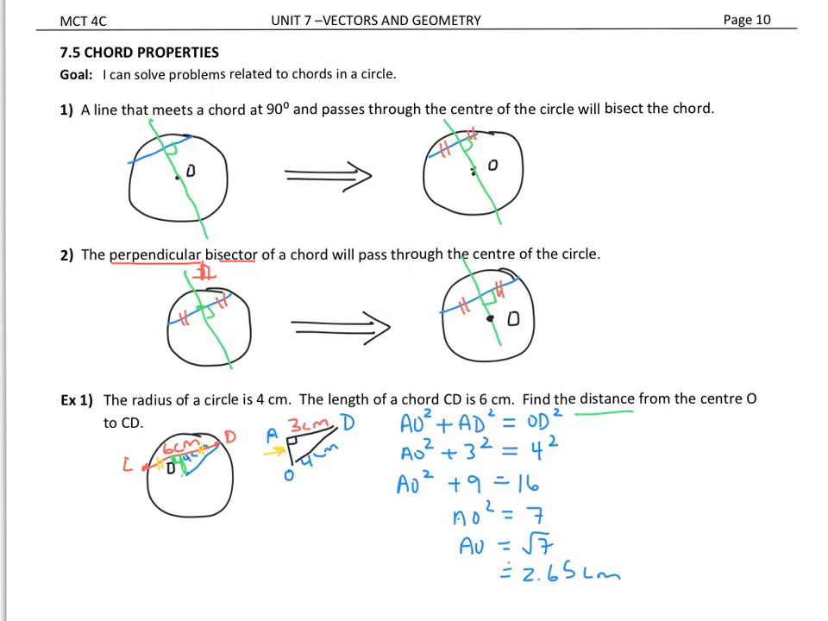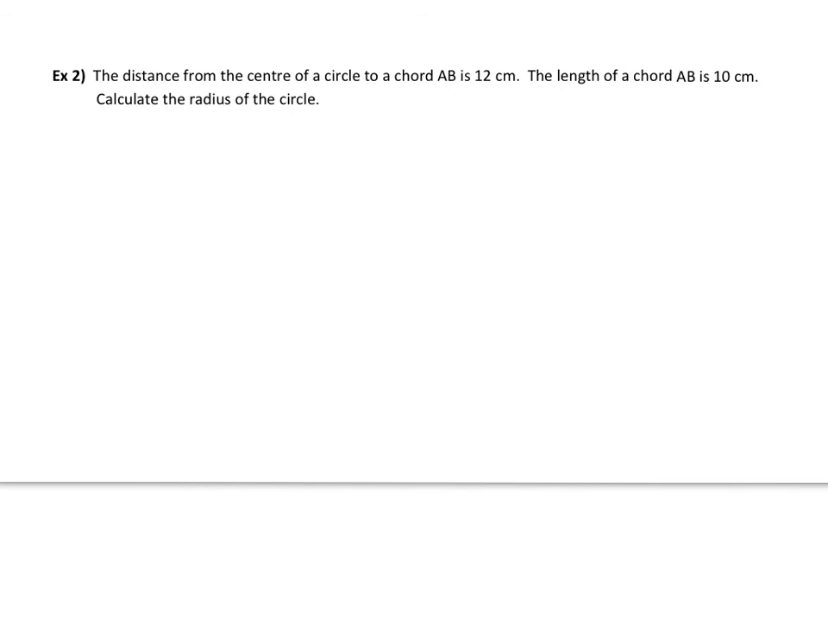Cool. All right, example. The distance from the center of a circle to a chord is 12 centimeters. So center to the chord. So again, that would be the perpendicular distance. The length of a chord AB is 10 centimeters. And calculate the radius of the circle. So we've got a similar diagram that we could make out of this. So we've got the distance from the center of the circle to the chord is 12 centimeters. And then the chord itself is only 10 centimeters.